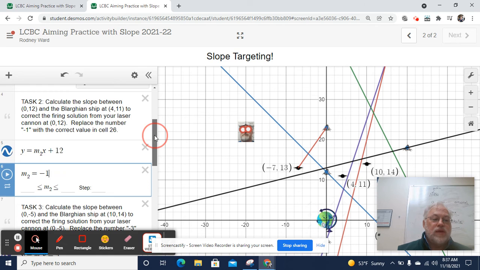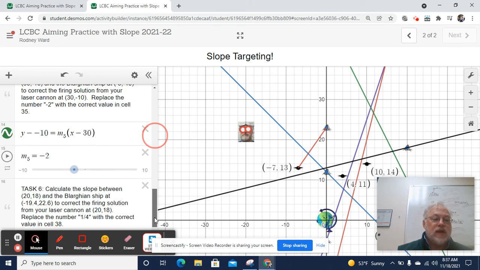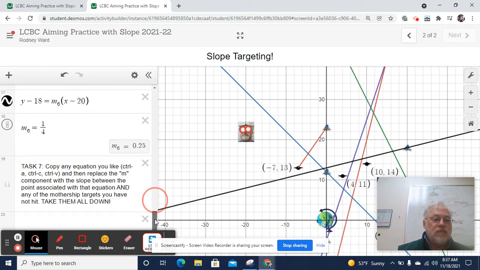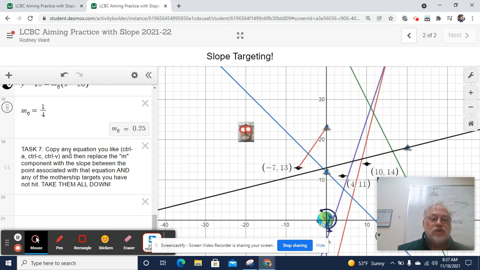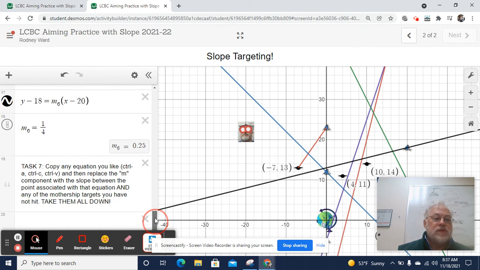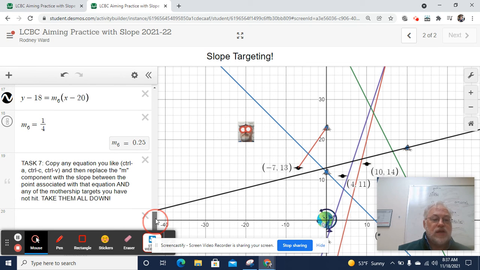And may the odds be ever in your favor, as they say. Once you get through these initial tasks, there is a task 7 at the bottom. So to do task 7, you're going to pick any one of the ships, and any one of the equations, I should say. And it won't matter really which one, except that the equation has a particular point associated with it. So this one here has 2018 as a point associated with it. And you'll find the slope between 2018 and your target.